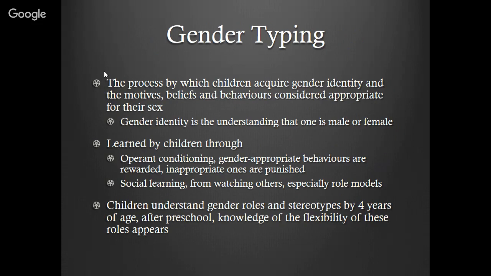Okay, gender typing is basically about how kids learn their gender and what they're supposed to do for their gender. There's a whole bunch of different ways they do it, but the main ones are operant conditioning. That can be things like, if they're playing with something that's blue or something that's pink, and their parents get mad at them if they're playing the pink one because they shouldn't be. That's operant conditioning. And social learning is by watching other people.